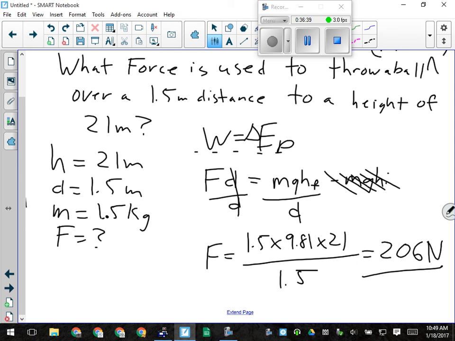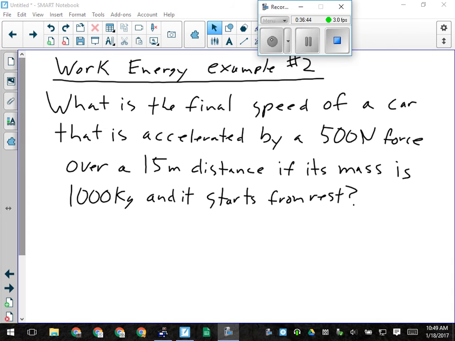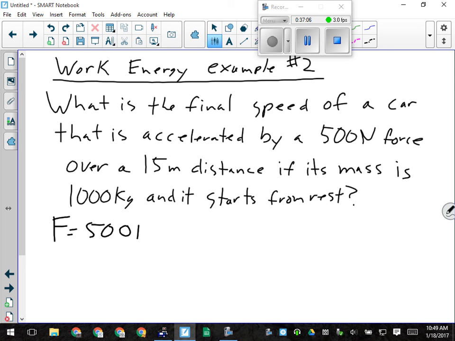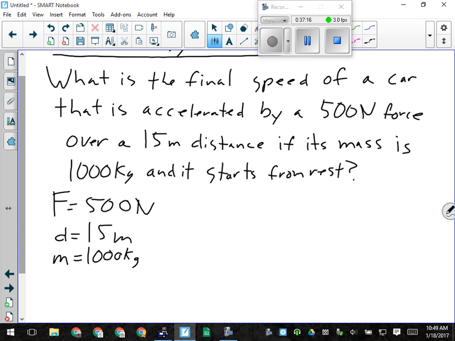Okay, all right, we'll do one where the kinetic energy changes as well. So in this example here, we're looking for the final speed of a car that is accelerated by a 500 Newton force over a 15-meter distance if its mass is 1,000 kilograms and it starts from rest. Okay, so here's what we know. We know the force, 500 newtons. We know the distance, 15 meters. We know its mass, and we know that it started from rest.